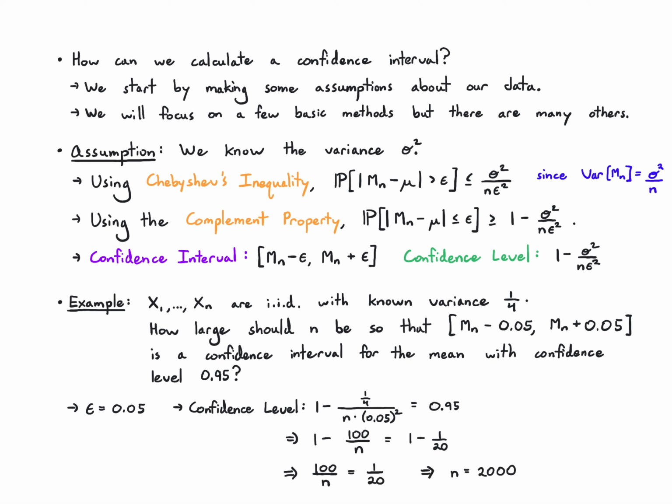Okay, and that's actually a pretty high number. And the reason it's so high is that this Chebyshev's inequality makes very few assumptions about the random variable. Actually, all it assumes is that you know the variance. And usually we like to make more assumptions in order to get lower requirements for the number of samples. And let's see how we could do that.